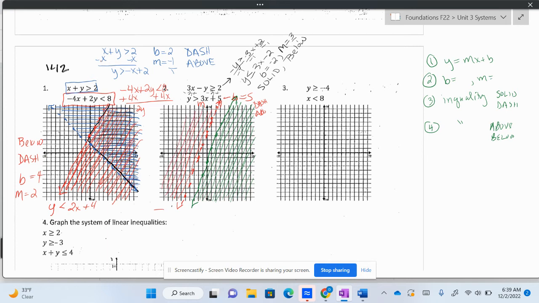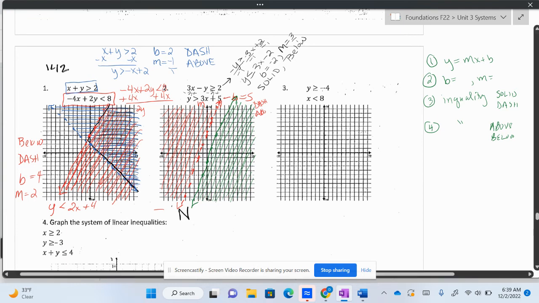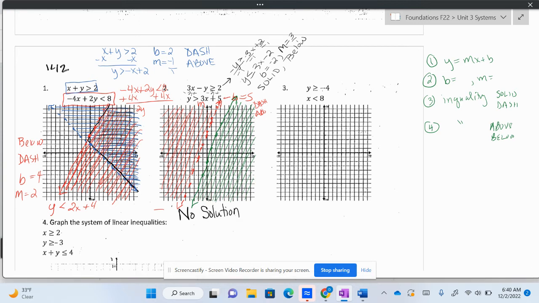what do you notice? What is the solution to this system? Where do my green and red shaded regions overlap? They don't. So this is an example of what no solution for an inequality system looks like. Your shaded regions do not overlap.